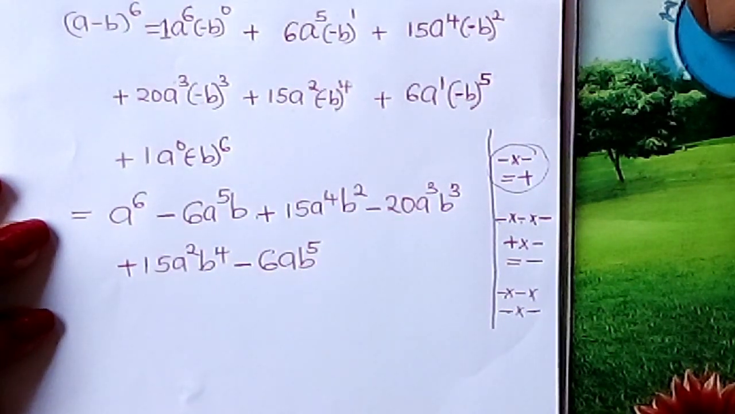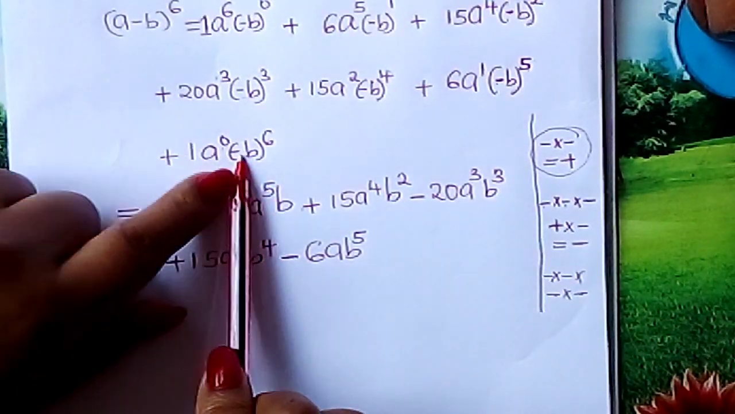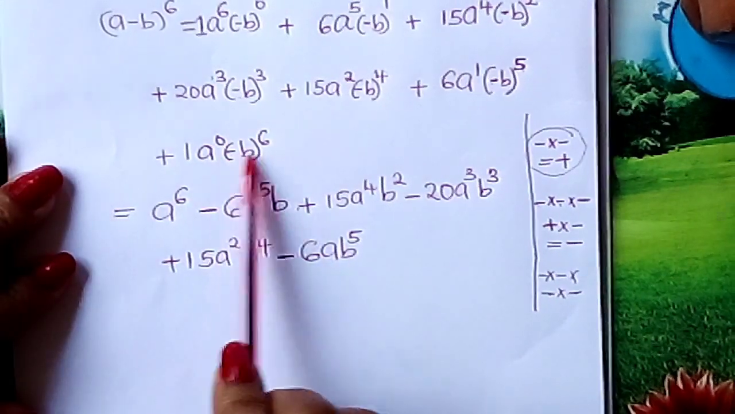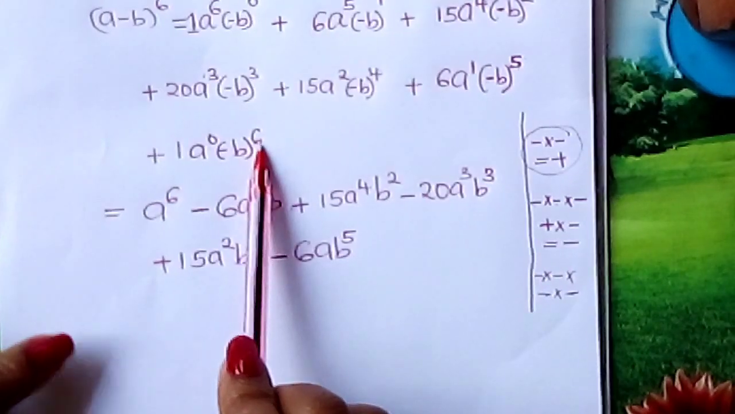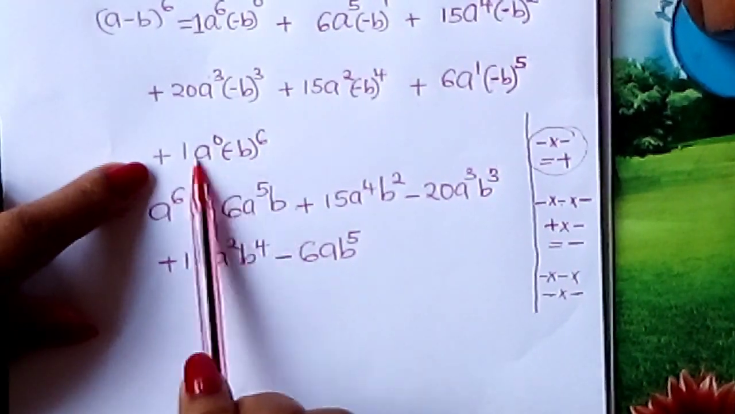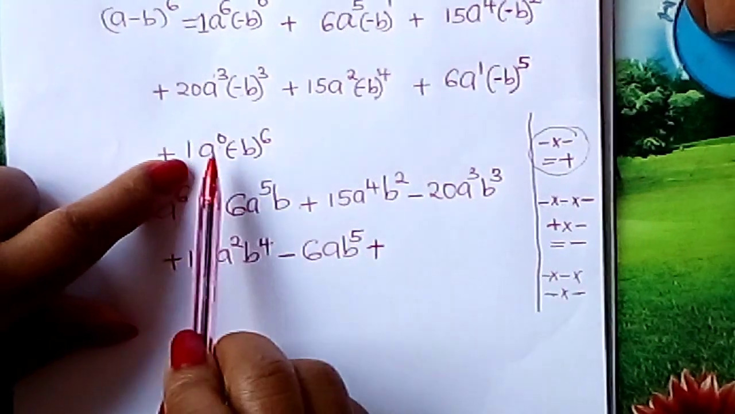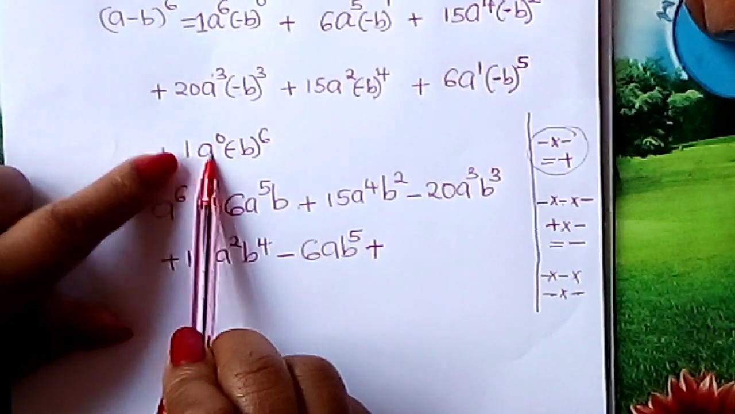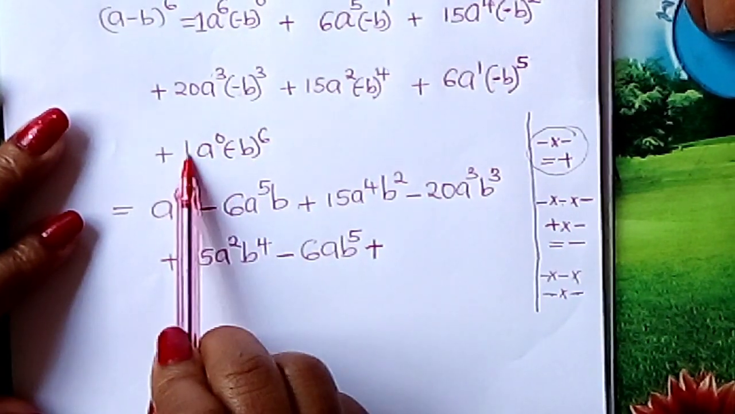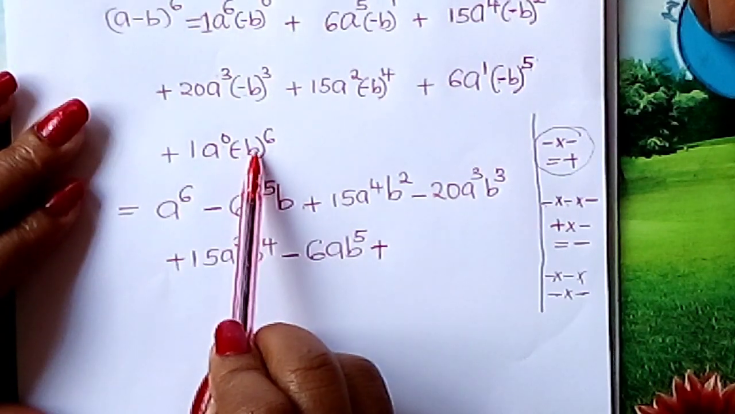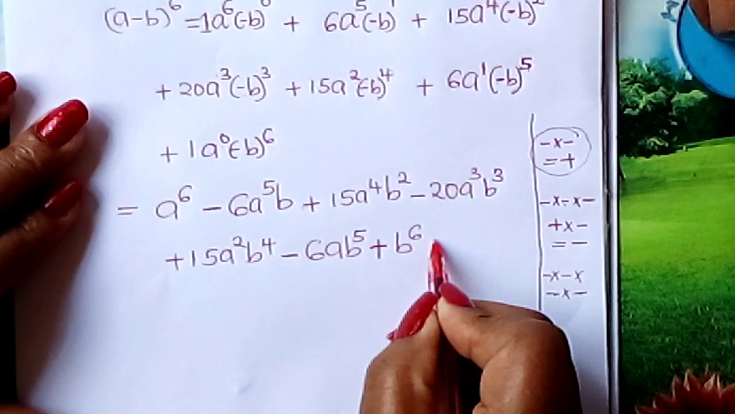Look at that. Then finally, we come to this learner. This is 1. Okay, we can start with our sign here. Minus raised to 6. Minus raised to an even power, learner. Minus raised to an even power is positive. So this term here will be positive. Positive what? This is 1. A raised to 0 is 1. 1 times 1 is 1. Any number raised to 0 is 1. So 1 times 1 is 1. Then you talk of b raised to 6. So that becomes b raised to 6.